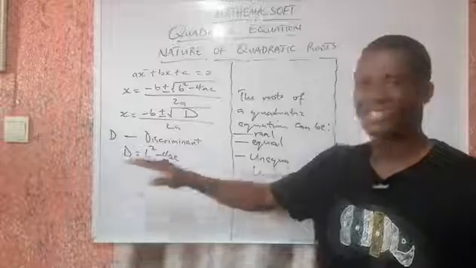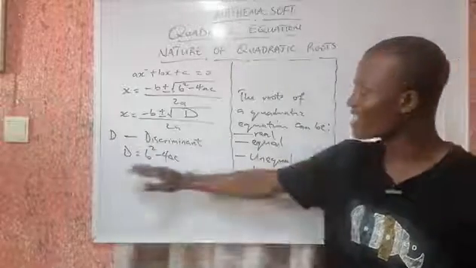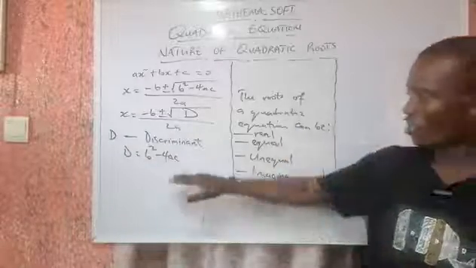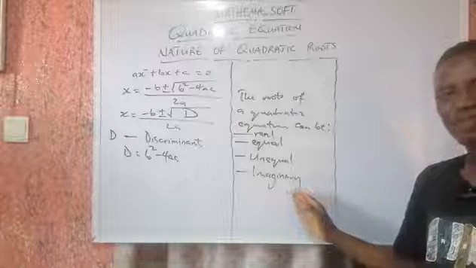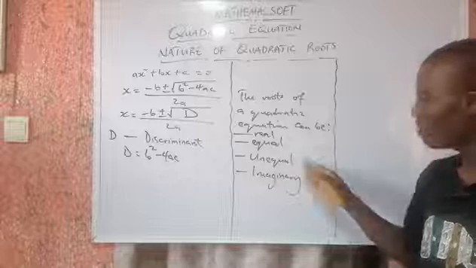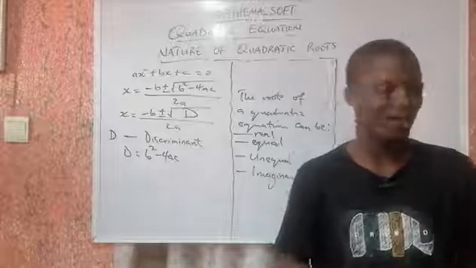So let us look at various values that the discriminant may have and what the interpretation will be. With the value of the discriminant, will the quadratic roots be real? Will they be equal? Will they be unequal? Or will they be imaginary? That is the next thing that we want to do now.